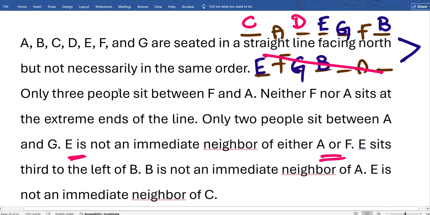In some questions, two arrangements will be there. Answers will be given as "either or" also. They'll say who is the neighbor of B, either C or E, like that also will come, because sometimes both arrangements will be okay. They're asking certain questions like how many arrangements are possible for this data. So we should be ready to answer.